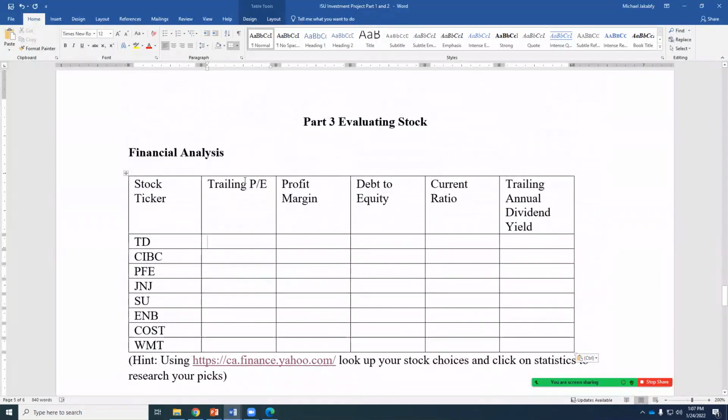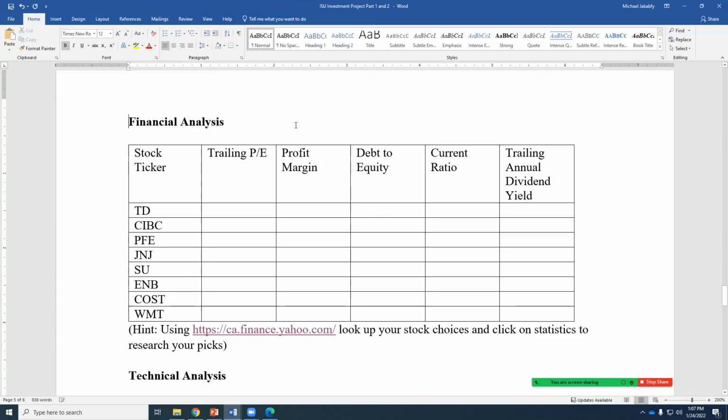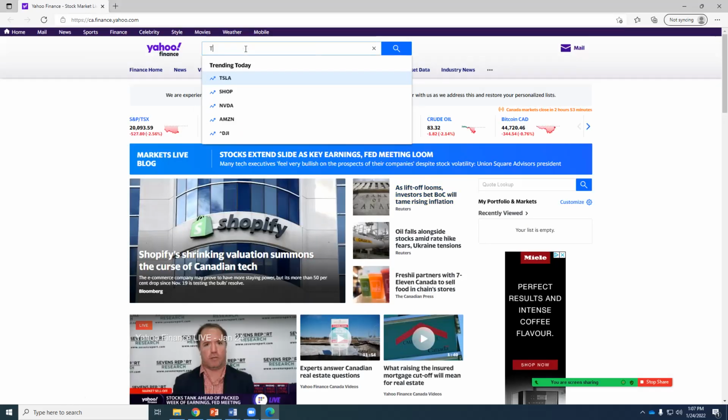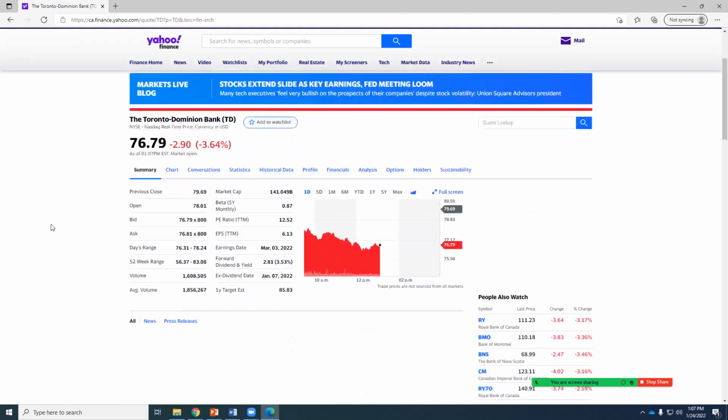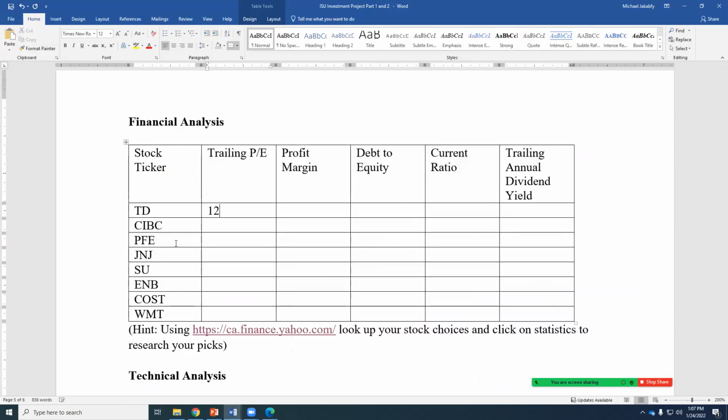Okay, so trailing PE, this is a historical price to earnings ratio. And we're going to find all of these. These are ratios that I chose. Get rid of this part 3 as well. And I'm just going to go back and list everything. On Yahoo Finance, I know the ticker symbol is TD. Okay, so I've looked at the price. Okay, so price to earnings ratio here is 12.52. So I'll just list that there, 12.52.